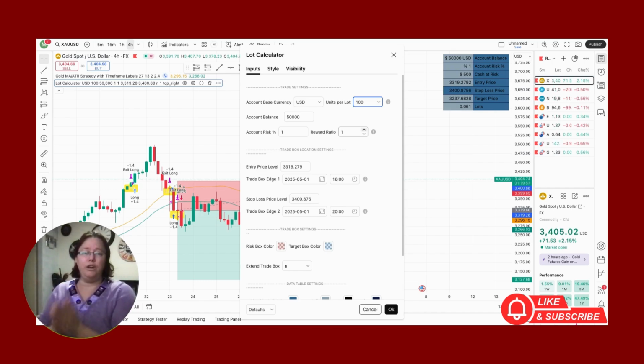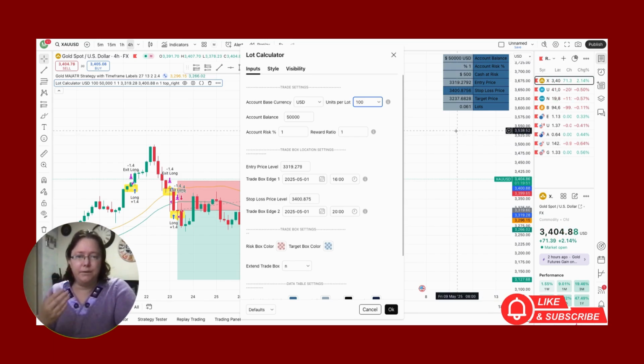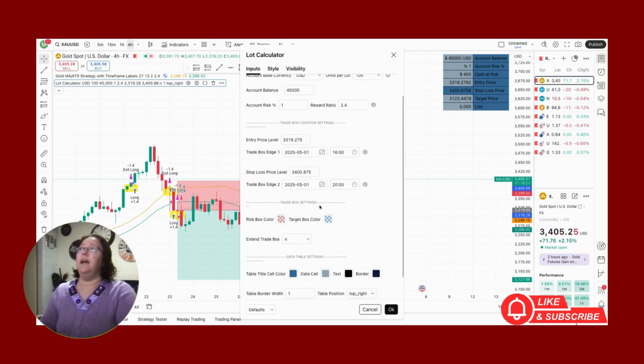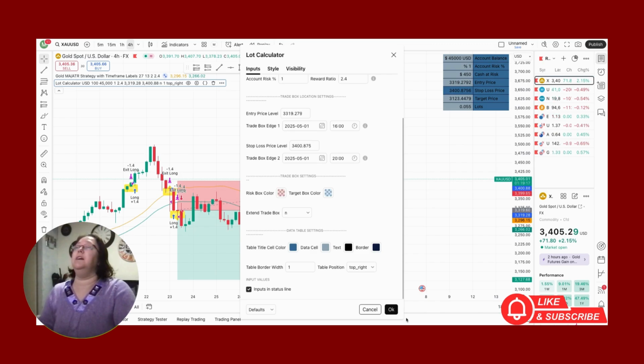If you're working on currencies like Euro JPY, your JPYs as well have a different unit per lot size. But because I specialize only in gold, I'm going to be focusing on gold for you guys today. So in gold, you're going to put 100. Now you're going to put the size of your account. Now my account is sitting at that. And then you're going to say, how much percent are you going to risk of your account? So let's say you are going to risk 1%. What is your risk to reward? Is it a 1 to 1? I'm a 1 to 2.4. That's my standard system. And then it's going to say, okay, that's the entry price on that day and time. And the rest you do not need to fill in. You simply just click OK.